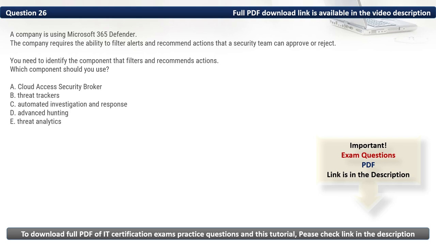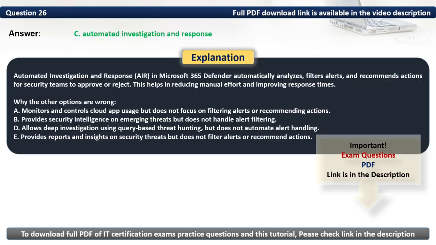As such, the component that we should use is automated investigation and response. Thus, the correct option is C. Automated investigation and response in Microsoft 365 Defender automatically analyzes, filters alerts, and recommends actions for security teams to approve or reject. This helps in reducing manual effort and improving response times.